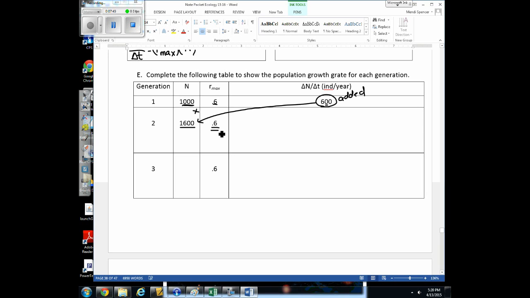We still have that same per capita growth rate. So when we plug that into that exponential growth equation, we're going to see that in this situation, our growth rate, which is again change in number over the change in time, is equal to Rmax, which is 0.6, times 1,600. We're going to add 960 individuals during that time.